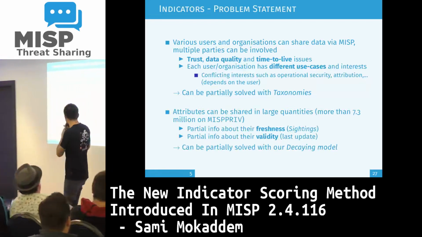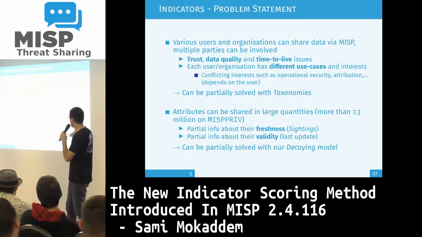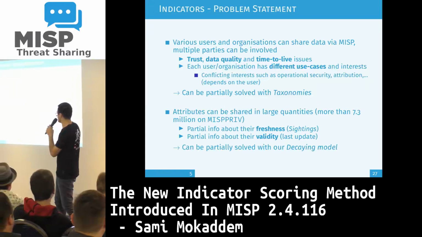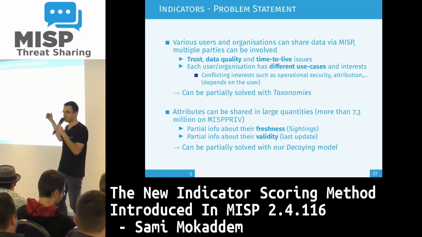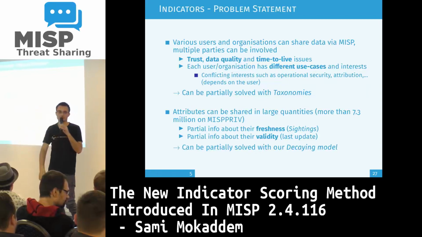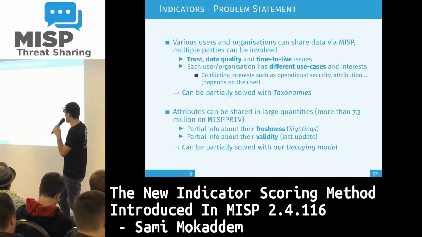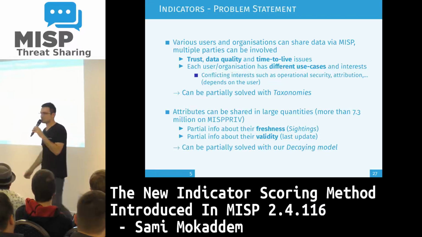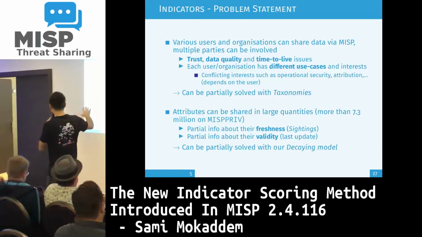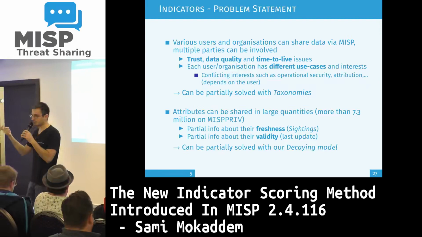Also, as we are sharing a lot of data, there is a lot of data in our MISP. For example, that's the number that we have in our production instance. But you also have partial information about the freshness of the data itself, thanks to the sightings. We already had a talk this morning about the sightings, and it's great so that I don't have to do a refresher. And also about the validity of the data, so the last time the attribute was updated. And this, together with the taxonomies and the sightings, forms our decaying models.